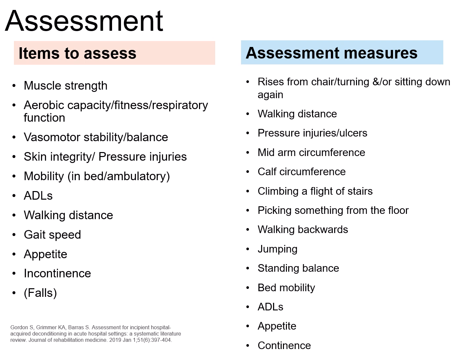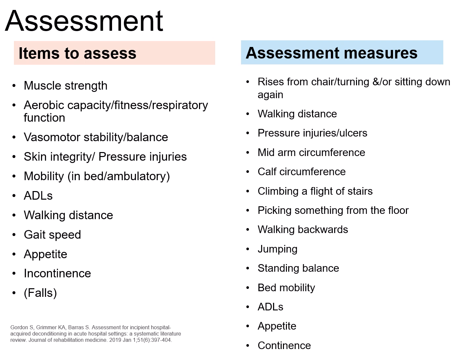So what this study shows us is that these are the items to assess: muscle strength, aerobic capacity, vasomotor stability and balance, skin integrity, pressure injuries, mobility, ADLs, walking distance, gait speed, appetite, and incontinence. It doesn't actually say anything about falls, but I am going to add that in there. So we do need to assess for falls.